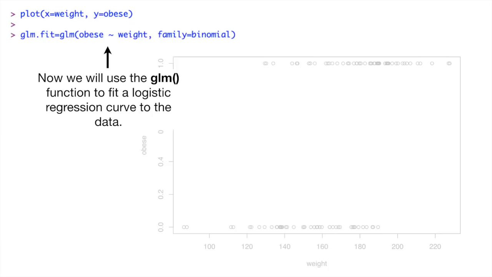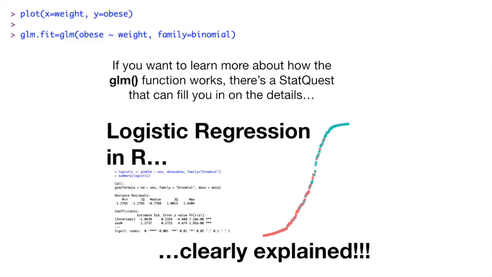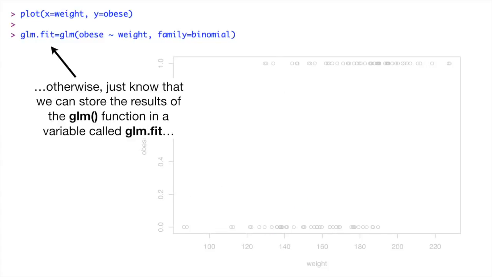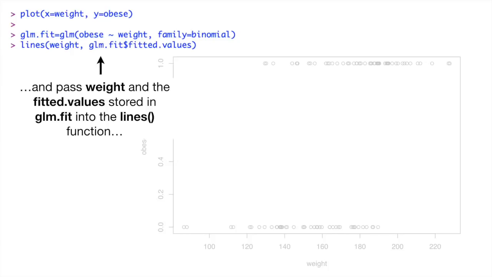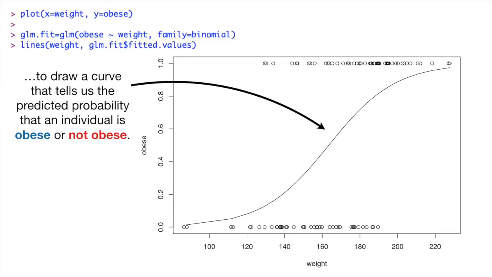Now we will use the glm function to fit a logistic regression curve to the data. If you want to learn more about how the glm function works, there's a StatQuest that can fill you in on the details. Otherwise, just know that we can store the results of the glm function in a variable called glm.fit. And pass weight and the fitted.values stored in glm.fit into the lines function, to draw a curve that tells us the predicted probability that an individual is obese or not obese.